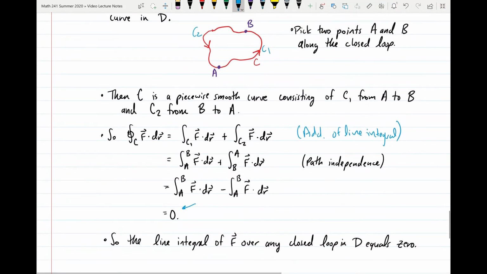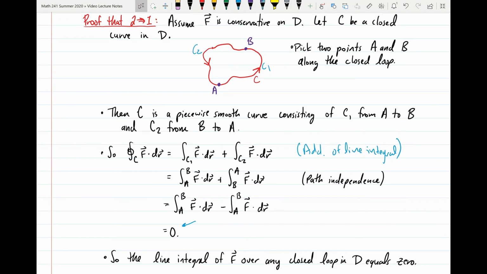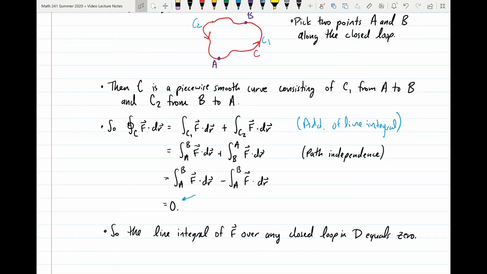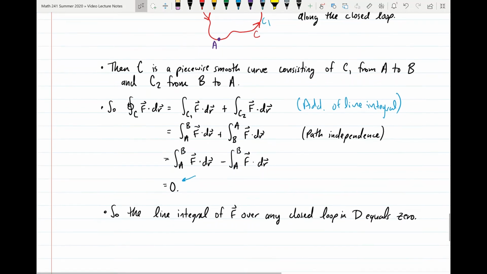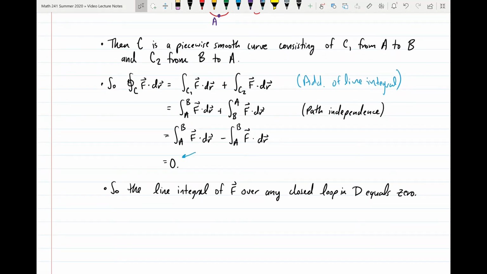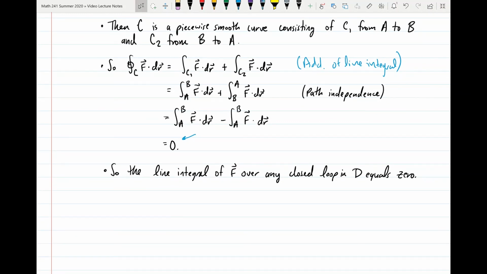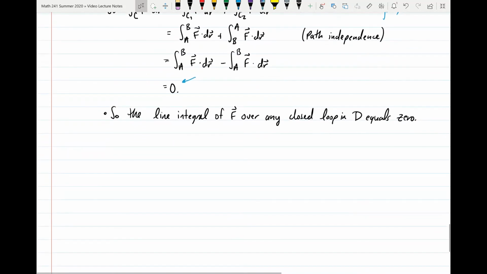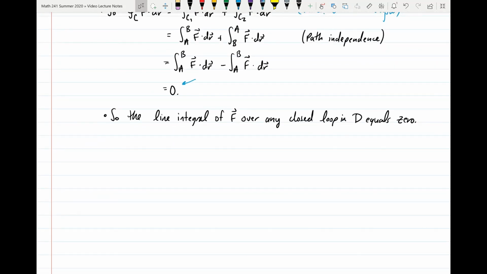And so in this case, we picked some arbitrary loop inside of the domain D, and we showed that the integral of f over that loop has to equal 0. And because this loop is arbitrary, the line integral of f over any closed loop in D has to equal 0. And so for that reason, statement 2 implies statement 1. And that is the end of the material for the first half of section 16.3.